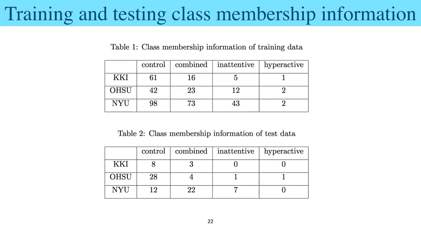Experiments and results. So we used 3 data sets that were provided by the competition, and these 2 tables show the membership information of training and test data for these 3 data sets. And as I said earlier, we are dealing with 4 different classes: control, which is healthy, and we have 3 subtypes for ADHD.